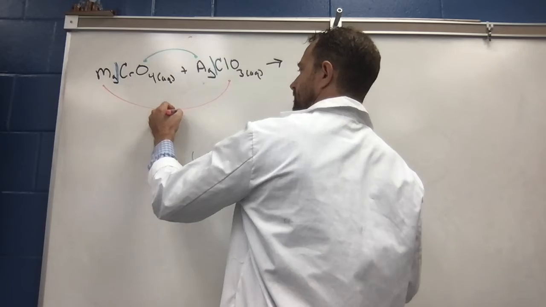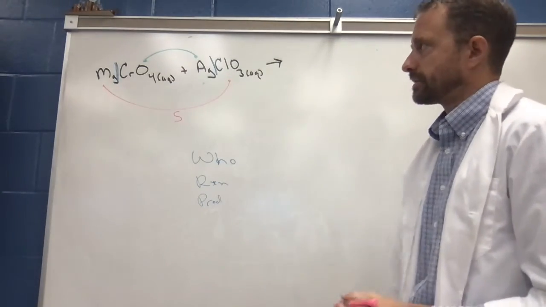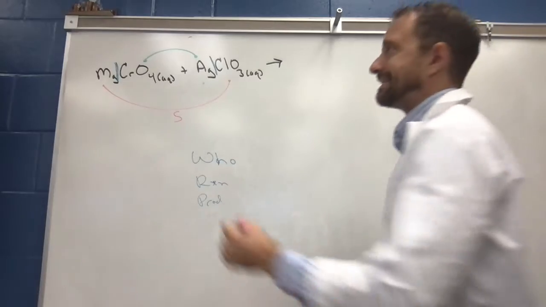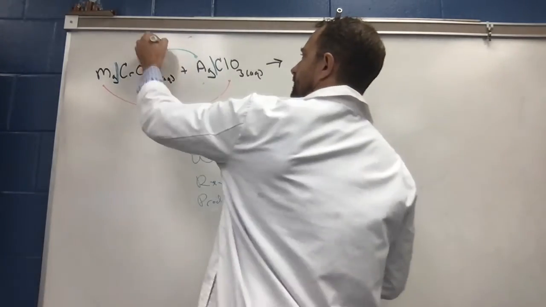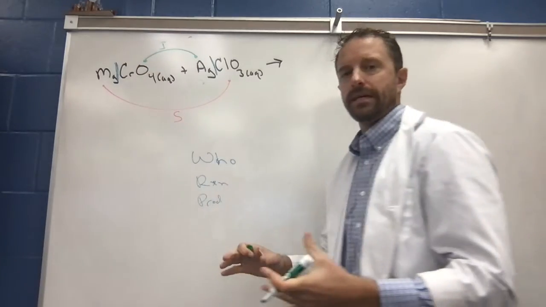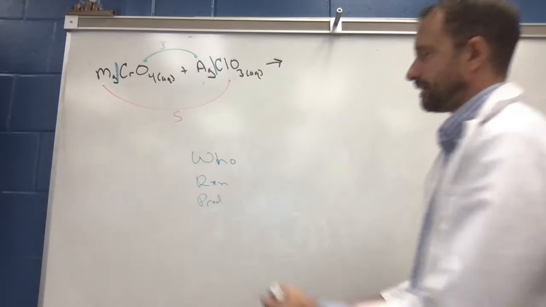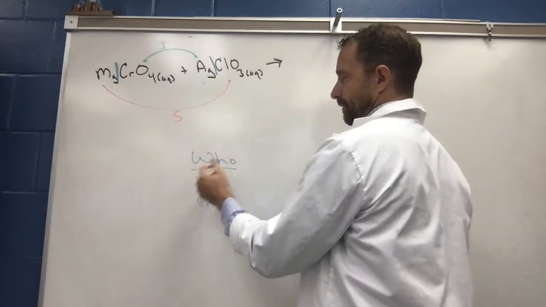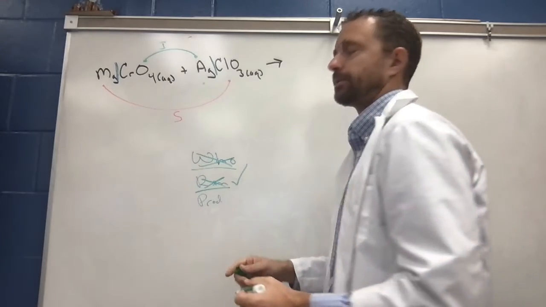Magnesium chlorate is soluble. So I can use an S for soluble there, because that's not a compound. That's just a note to me. But silver chromate is insoluble. So if that's insoluble, I'll put an I right here for that. Now that's just a note to me. I need to translate that when I'm actually writing my formulas. So I know who to react. We did that part. We know a reaction is going to happen. So that part's done. Now I just need to put the right products together.